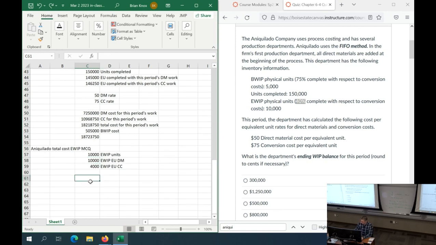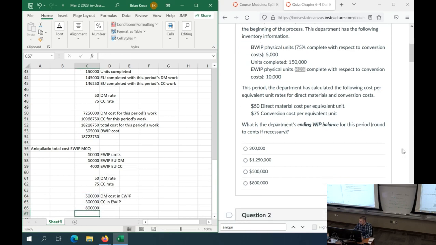All right, so we've got our rates of 50 and 75, DM rate, CC rate, and we can multiply them by the respective equivalent units in ending WIP for the two, which would be 0 for direct materials in your case. But here it's 10,000 because they're 100% complete. So DM cost in ending WIP and conversion cost in ending WIP. And it's asking for the total of those, so we're going to sum those up, 8,000.